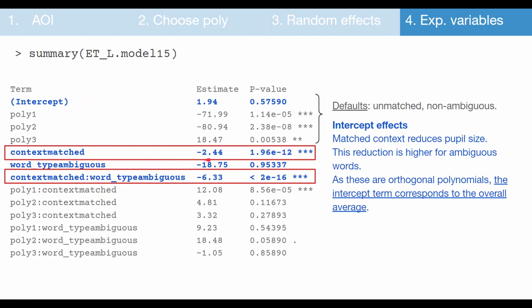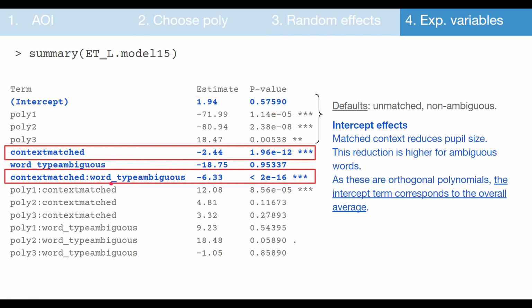Why do we know that? Because this estimate is negative, right? So that means that the overall mean for the matched condition is smaller than the overall mean of the unmatched condition, that is the reference level.